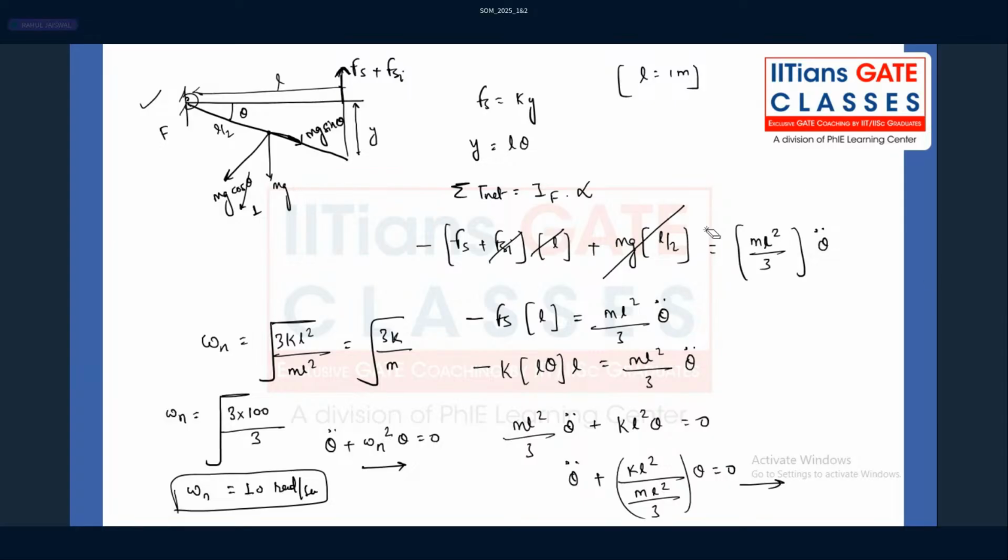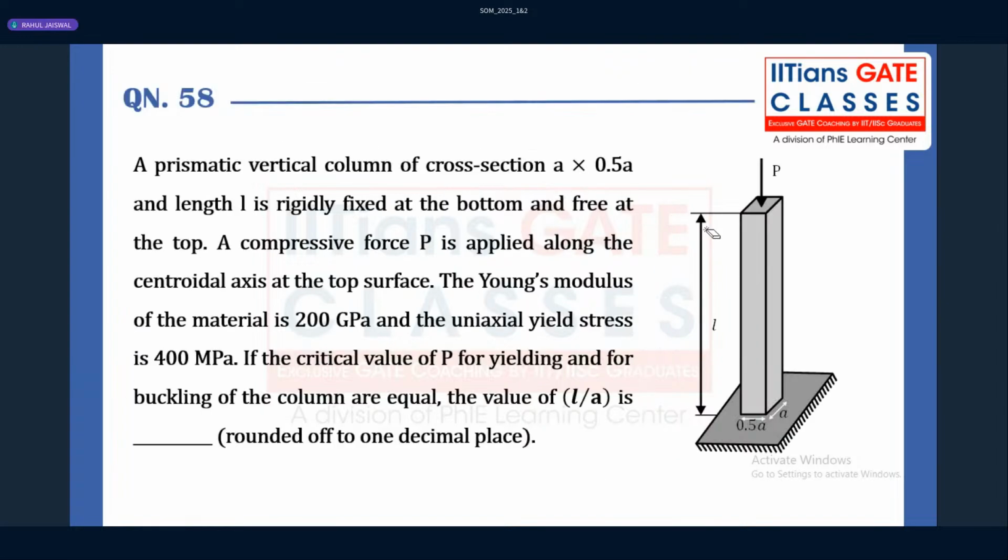Now, coming to the next question, that is from columns. A prismatic vertical column of a cross section which is given as a by 0.5 a, and length equal to L, is rigidly fixed at the bottom and free at the top. The compressive force P is applied along the centroidal axis at the top surface. The Young's modulus of the material is 200 gigapascal, and the uniaxial yield stress is given as 400 megapascal. If the critical values of P for yielding and for buckling are equal, then what is the value of L upon A?